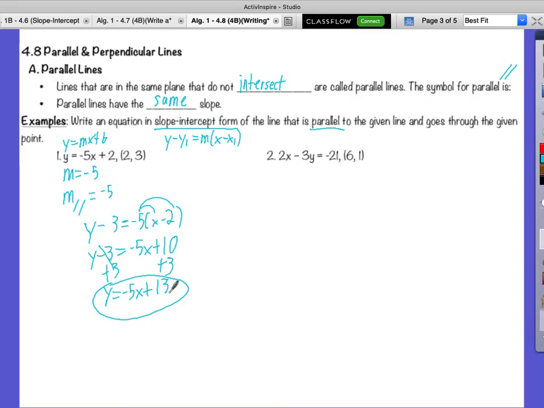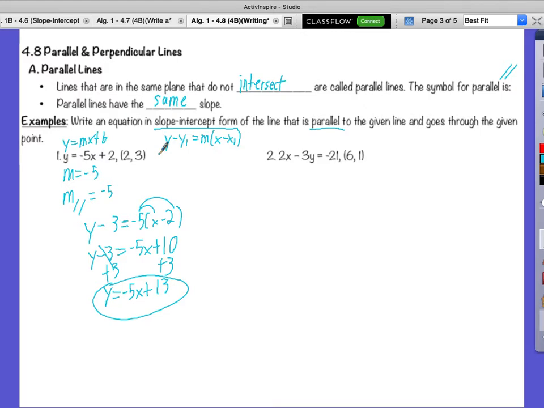Yeah, that's a great point Kelly just made. We're basically just finding the new y-intercept because the slope's the same. The first part, y equals negative 5x, stays the same. We're really just finding our new y-intercept, okay? Because it goes through (2, 3), whereas before it wouldn't have. Great point.